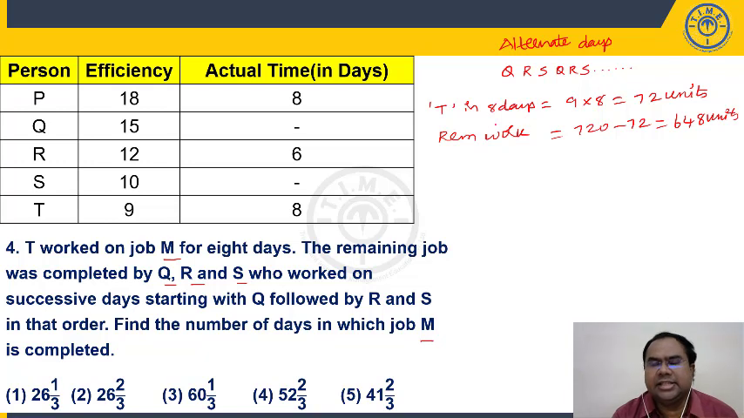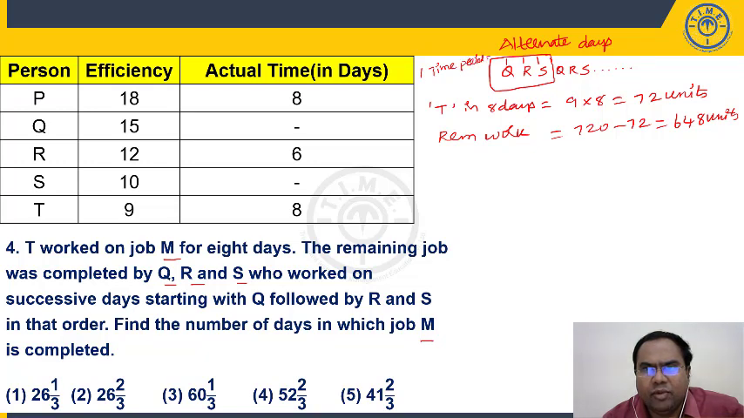Who has completed the 648 units? Completed by Q, R and S alternatively. That means first day Q, next day R, next day S. Generally in alternate days, if there are 2 people, we take 2 days as one time period. Here 3 people are there, so we take 3 days as one time period. One time period will be 3 days.